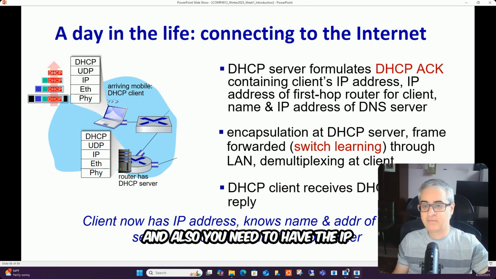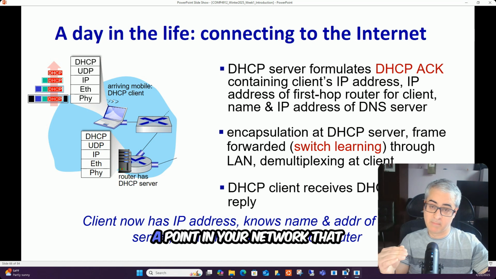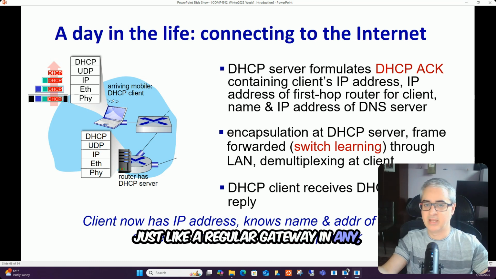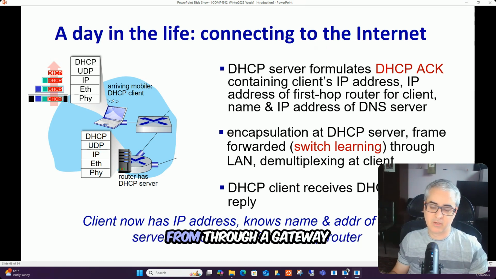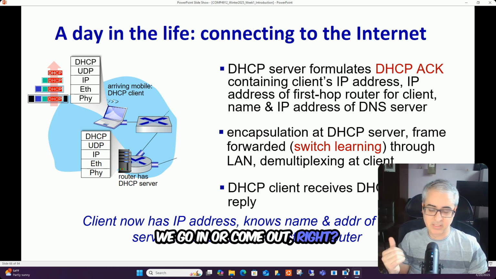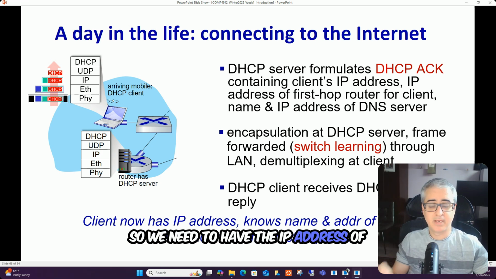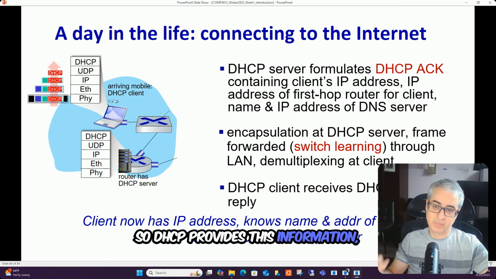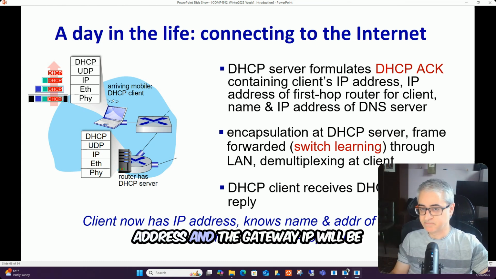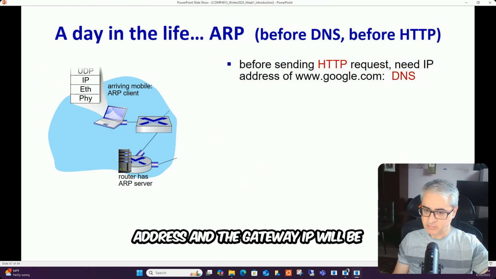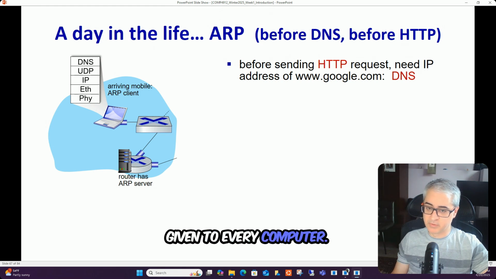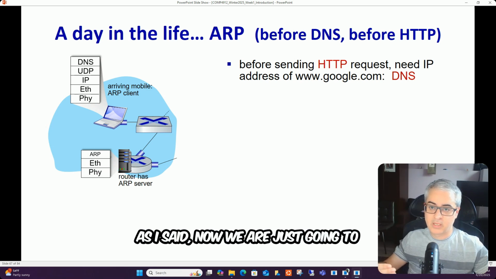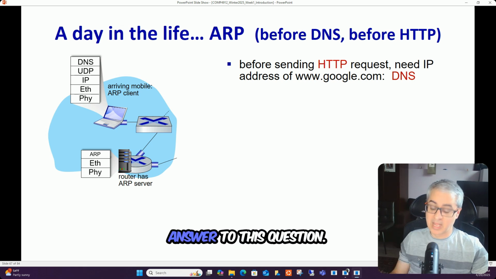And also you need to have the IP address of the gateway, a point in your network that connects you to the internet, just like a regular gateway in any home or any place. Through a gateway we go in or come out, right? The same thing happens. So we need to have the IP address of the gateway computer in our network. So DHCP provides this information: an IP address, a DNS IP address, and the gateway IP will be given to every computer. In addition to that, as I said, now we are going to a more extended version of this answer to this question.